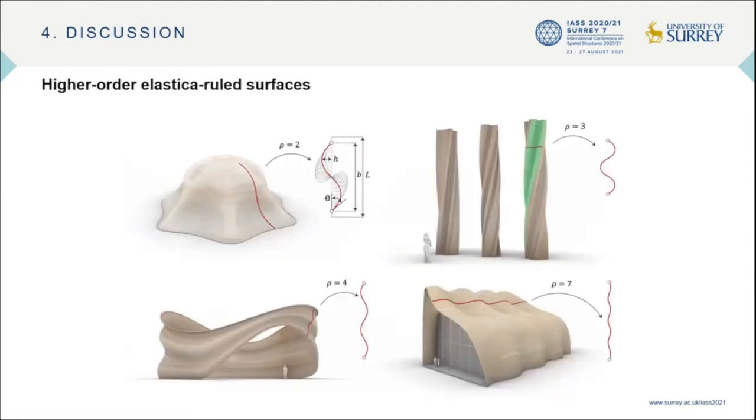Adopting higher-order elastica curves in the generation of elastica-ruled surfaces gives higher-order elastica-ruled surfaces and offers a wide range of new design possibilities. Higher-order elastica-ruled surfaces can also be used to generate many interesting architecture forms. The four beautiful examples shown on the screen were designed using second, third, fourth, and seventh mode elastica curves. It can be seen that increasing the order number can amplify the corrugation effect.